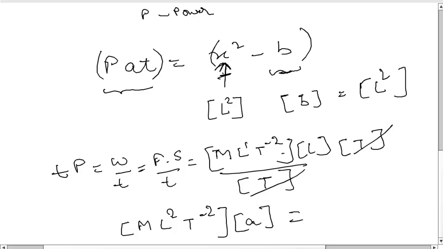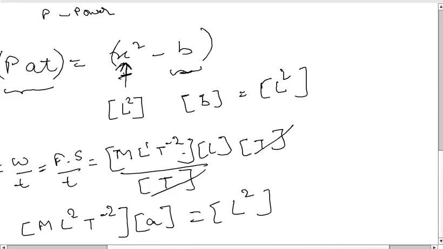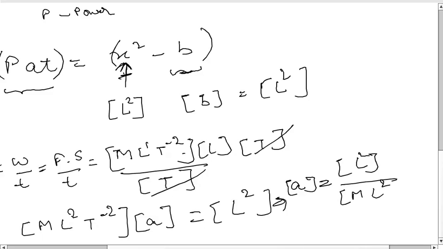Dimension of any of these two terms is equal to L square. So we can write the dimension of A. We will divide L square by this m to the power 1, L to the power 2 and t to the power minus 2. So the dimension of A will be equal to L to the power 2 divided by m L to the power 2 t to the power minus 2. So it can be written as m to the power minus 1 L to the power 0 t to the power 2.